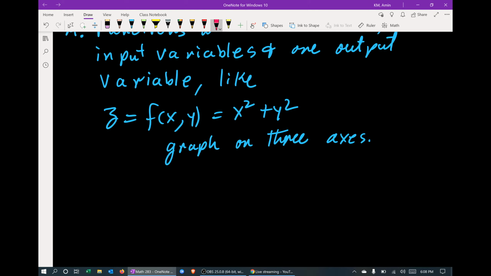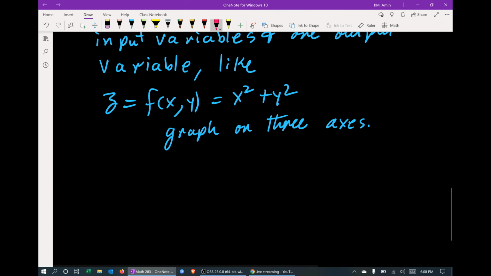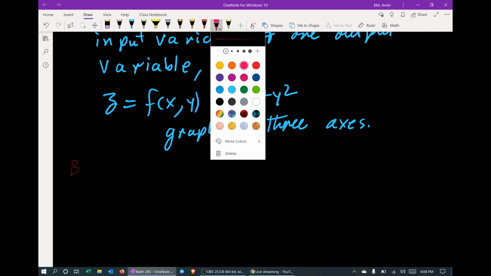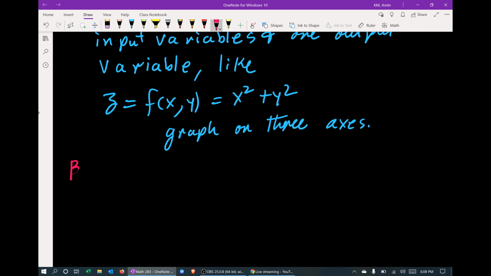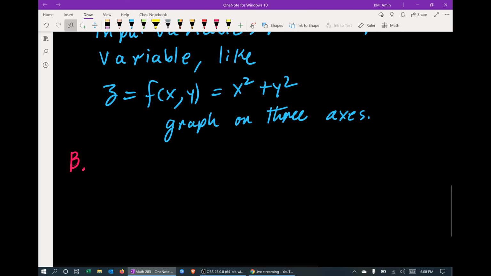Can you guys see the color? Okay. Oh, why is it so?